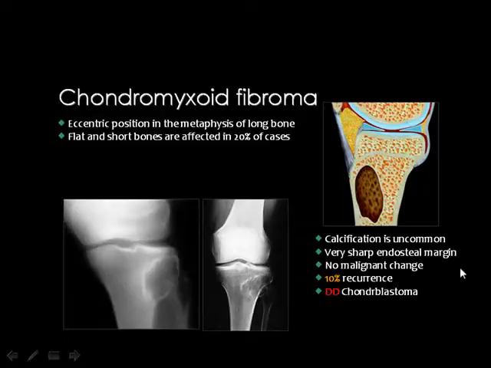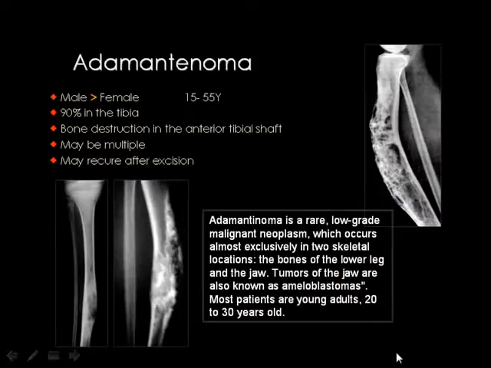This lesion has no malignant characters, but if it is removed, it may recur in 10% of cases, and the differential diagnosis is by the chondroblastoma. Chondroblastoma occurs in the epiphysis before epiphyseal closure. This is more or less a metaphyseal lesion. It is not an epiphyseal lesion.